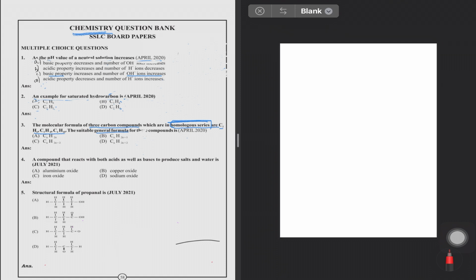In today's class, we shall be studying important questions that were repeatedly asked in SSLC board papers. It will definitely help in your exams.